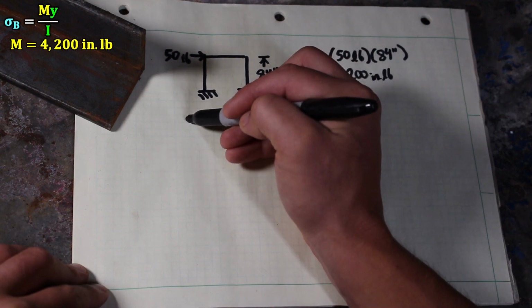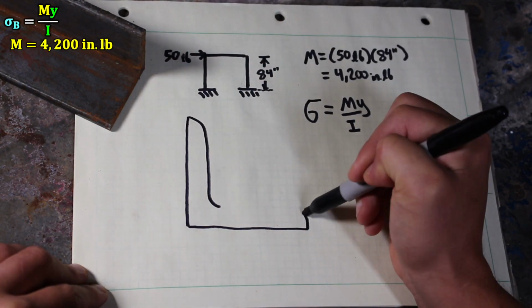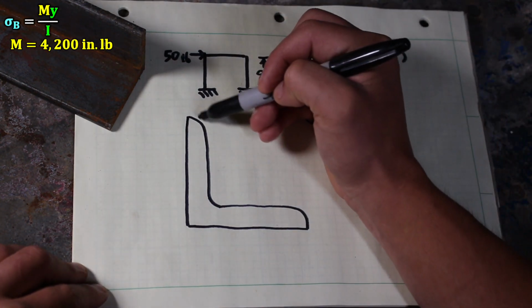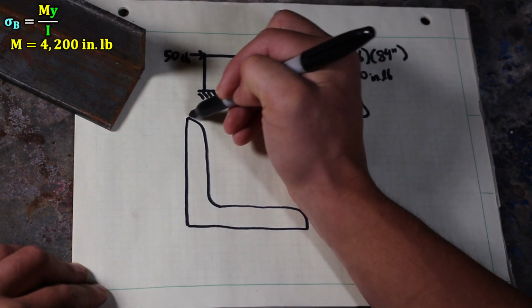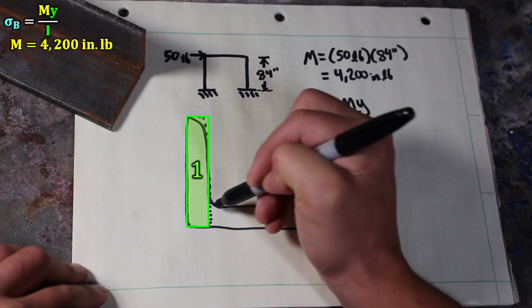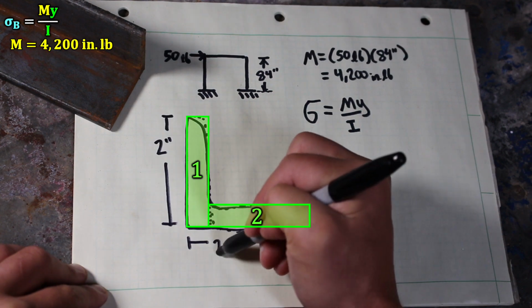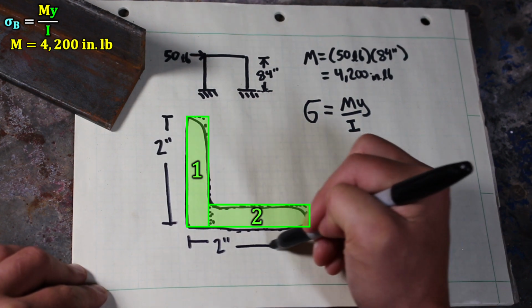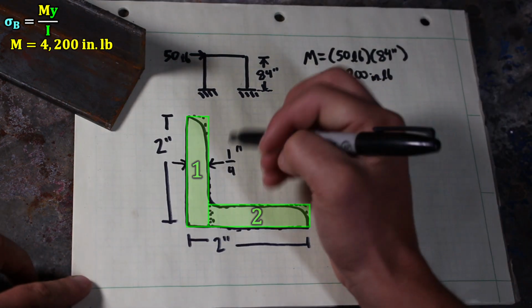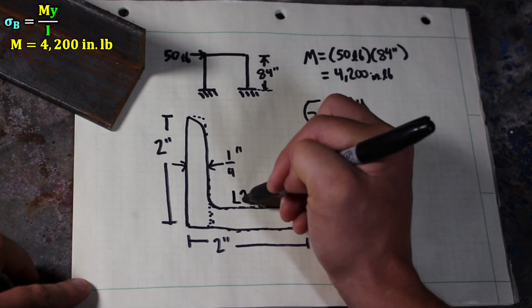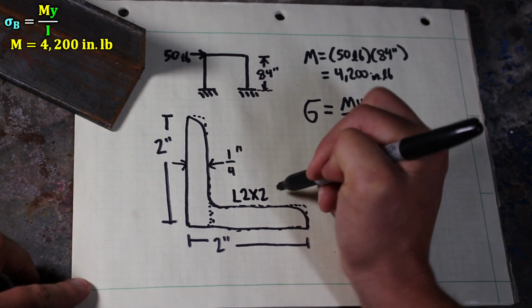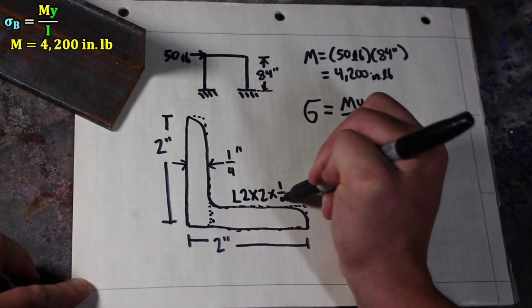So let's look at our cross-section. Even though angle has radiused edges, we model the cross-section as two rectangles. We're using 2 by 2 by quarter-inch angle. If we were looking in a catalog for this material, this would be L2 by 2 by quarter-inch.